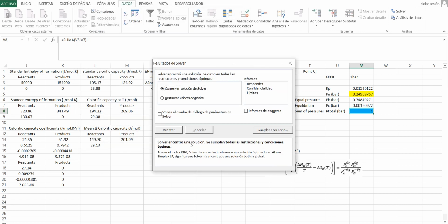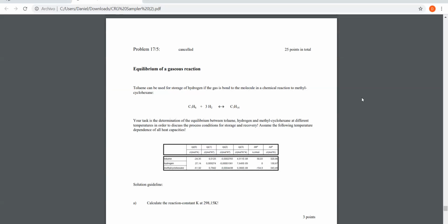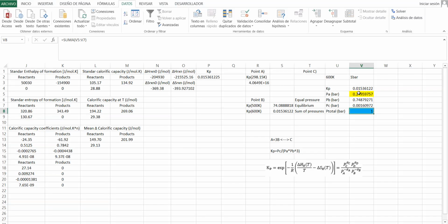and there you have it. Now we have the answer for this problem. Let's see if everything is correct. Yes, everything is correct. What did the problem say? Let's read once again. Calculate the equilibrium partial pressures at 600 K and 1 bar, and these would be the partial pressures at this temperature. At this temperature, let's remember we have this Kp value, and they asked us to calculate it at 1 bar of total pressure, as here. All these three conditions are fulfilled, and yes, that would be for 600 Kelvin and 1 bar.